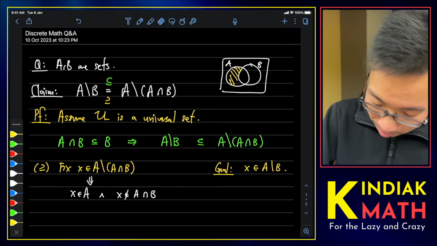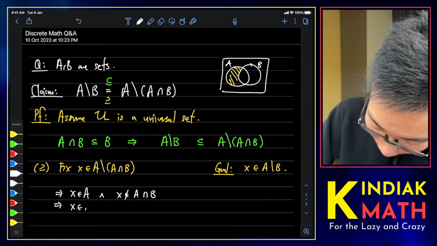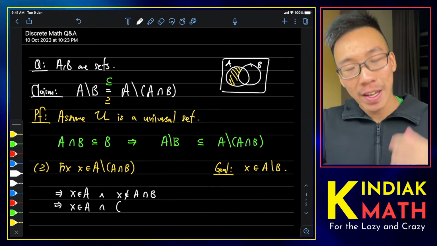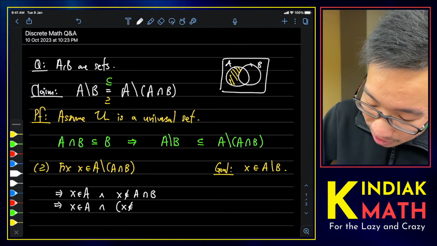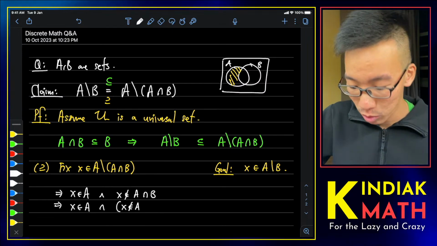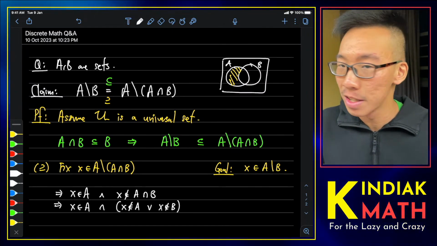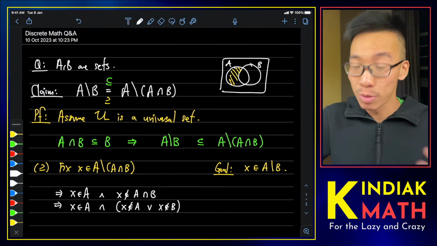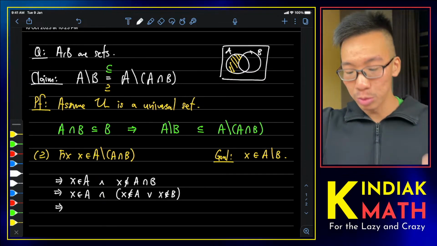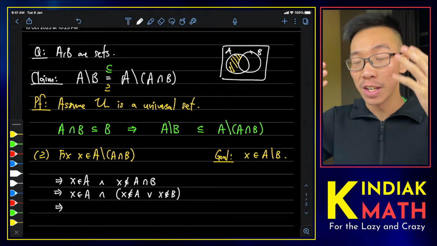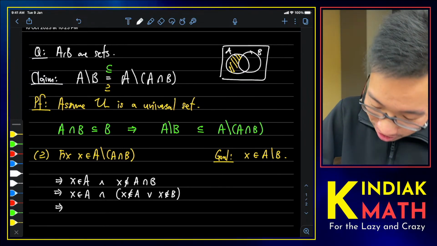What does this mean? Maybe I can write it in this form instead. If x is not in A intersect B, it means that x is either not in A or x is not in B. There are a few ways to justify this, such as De Morgan's laws, but we're going to distribute the conjunction over the disjunction.